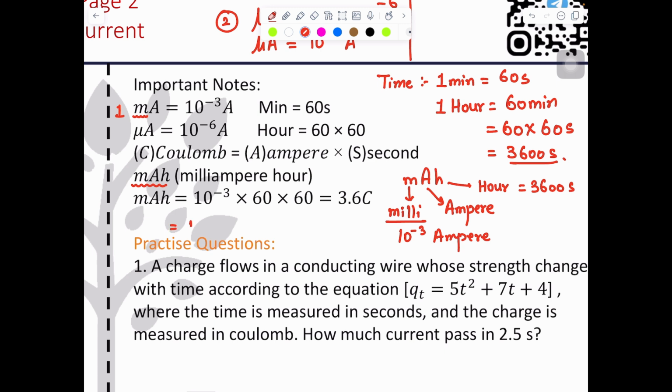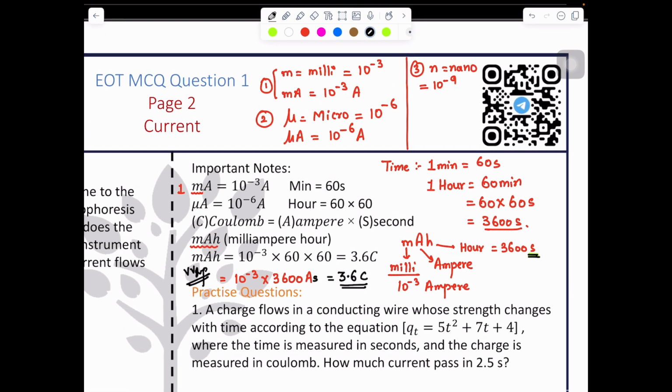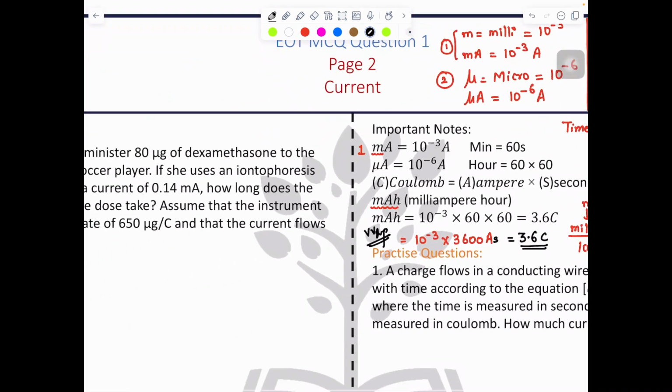So can I say 10 raised to power negative 3 multiply 3600 ampere? Sure. Ampere, and there is a word called second. There is a word called second. Yes or no? Ampere second. So can I say if I multiply these two, so 3.6 coulomb. This is very important. Guys, still here clear? All the points are clear? Okay. Now we will jump to the question number 1.